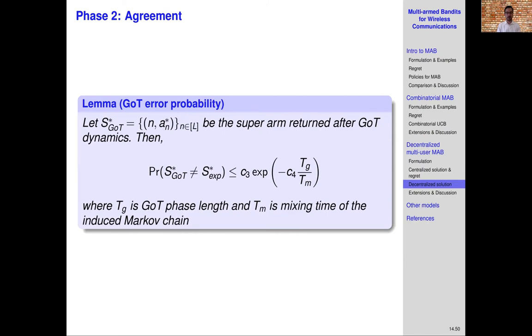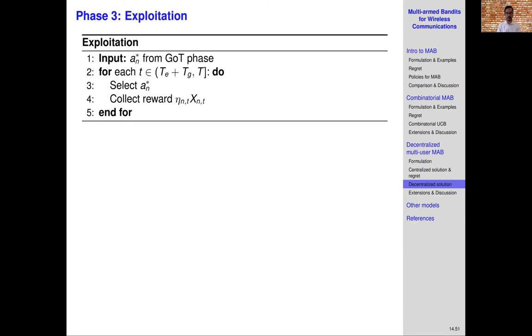Inside the exponential term, Tm in the denominator represents the mixing time of the induced Markov chain by the GOT dynamics. So if the mixing time is large, the GOT phase length needs to be larger in order to offset that. Next, I will describe the final phase, exploitation. In the exploitation phase, each user always selects its throne returned at the end of the GOT phase.